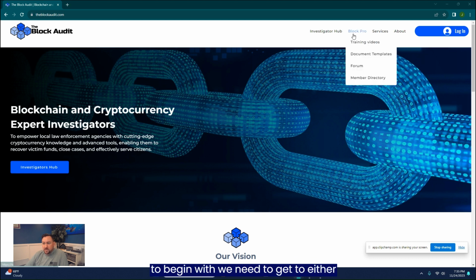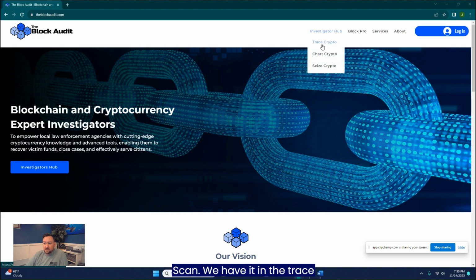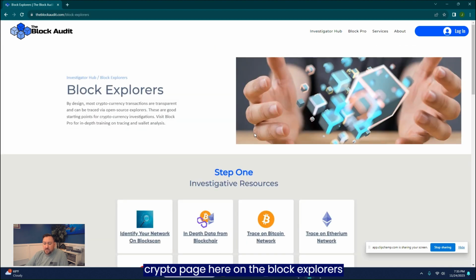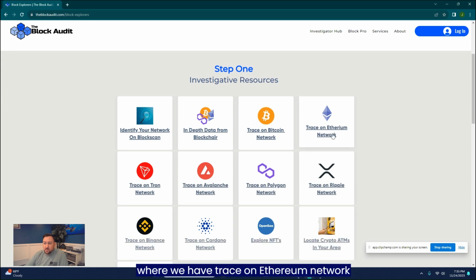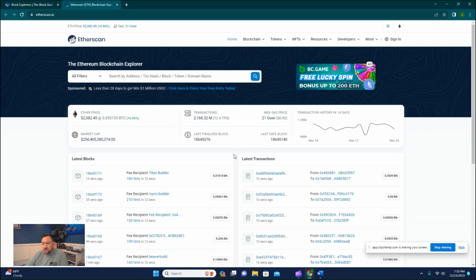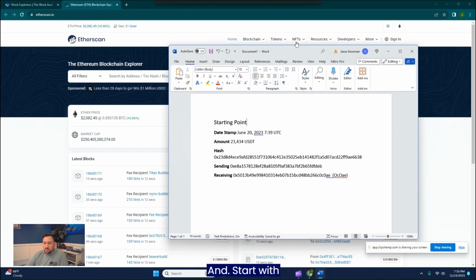So to begin with, we need to get to Etherscan. We have it in the Trace Crypto page here on the block explorers, where we have Trace on Ethereum network. That's going to take you to Etherscan. And we'll start with a given set of information.